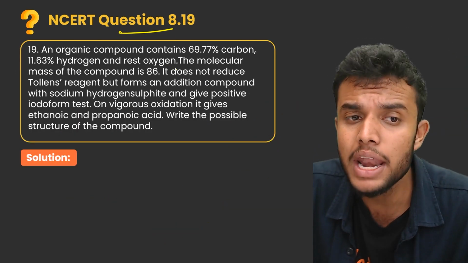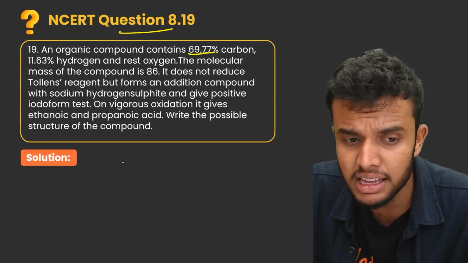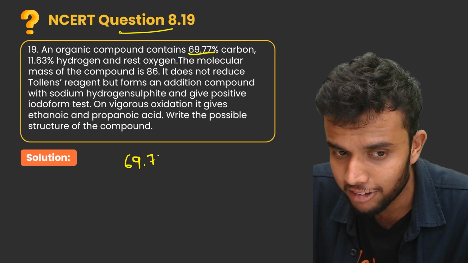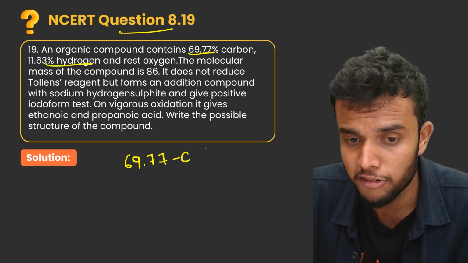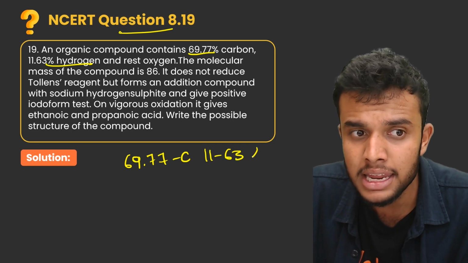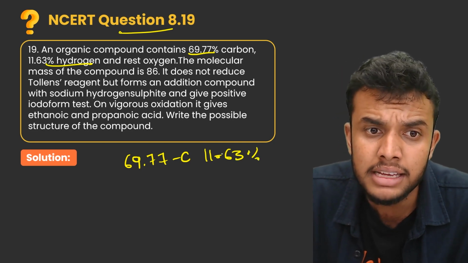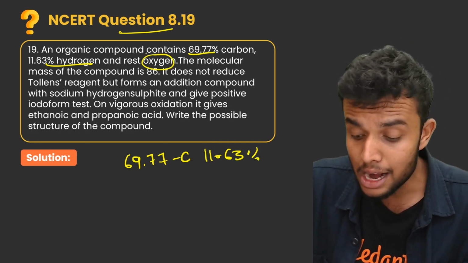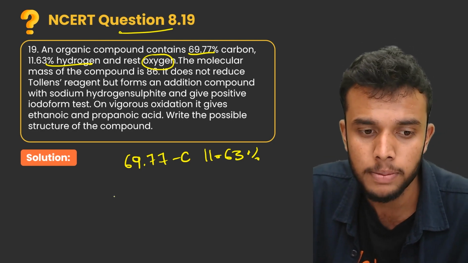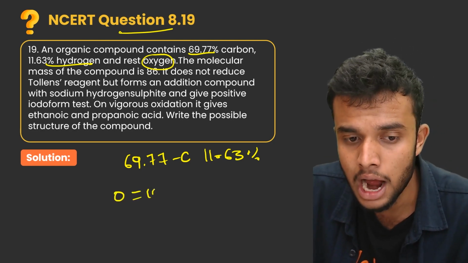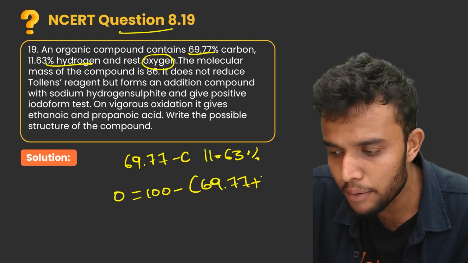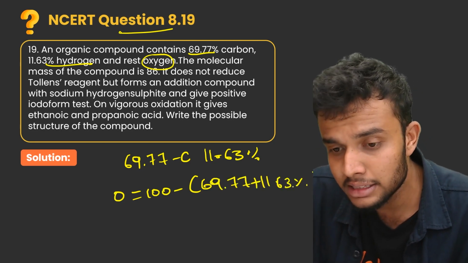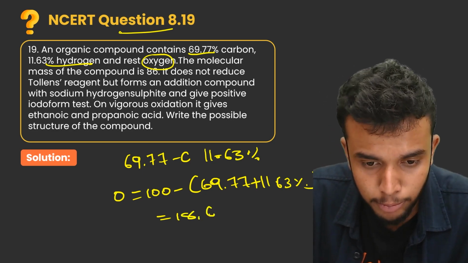The question is, an organic compound contains 69.77% of carbon and 11.60% of hydrogen, and the remaining is oxygen. Let's calculate the percentage of oxygen first, before moving to the question. Oxygen is 100 minus (69.77 plus 11.63). If we calculate this, we can approximately get 18.63%.